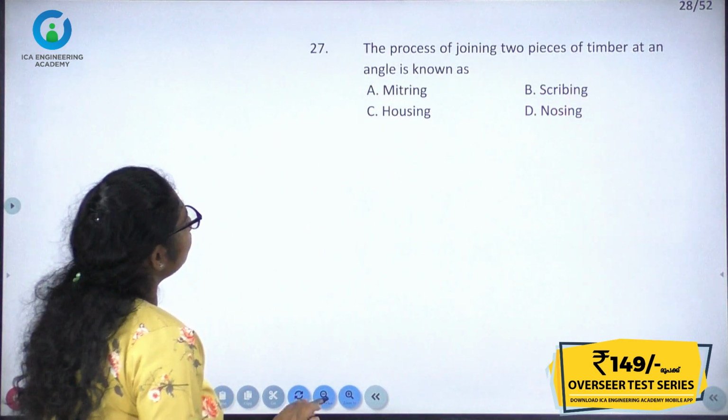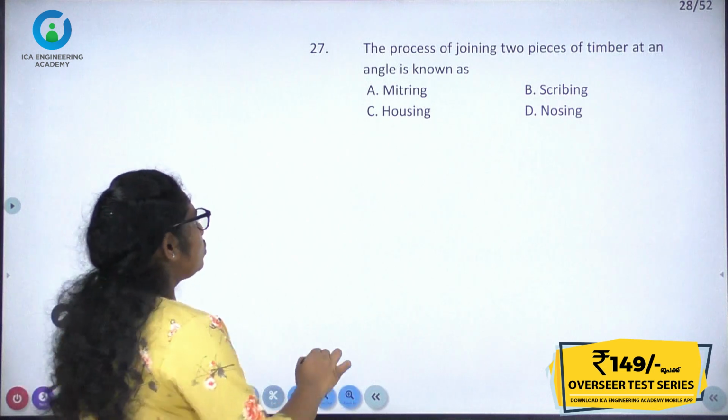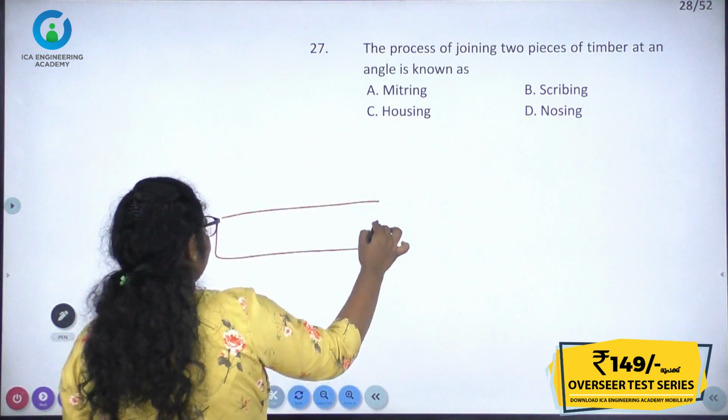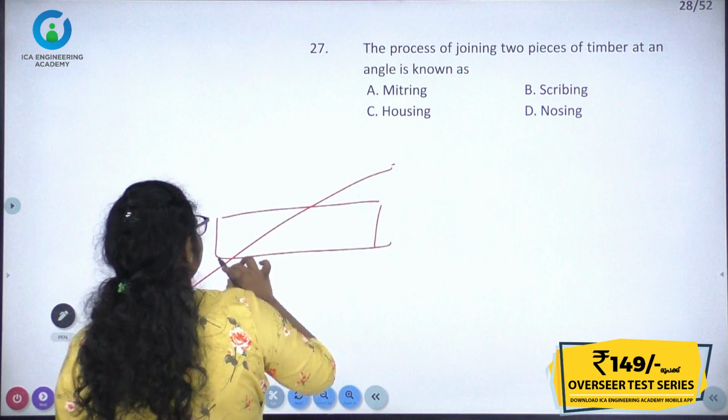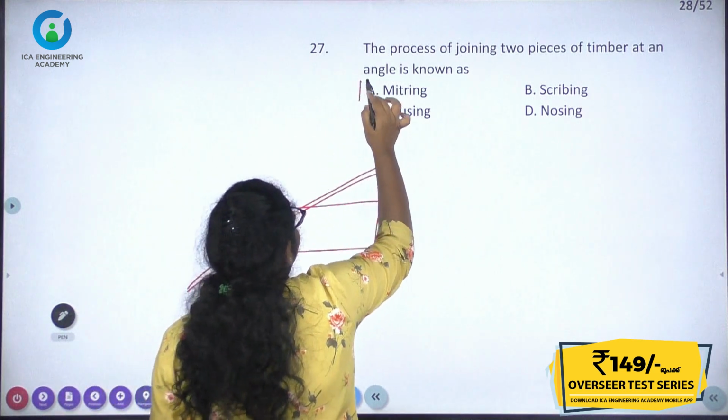Next, the process of joining two pieces of timber at an angle. We cut the timber into two pieces with respect to an angle, and that is called mitering.